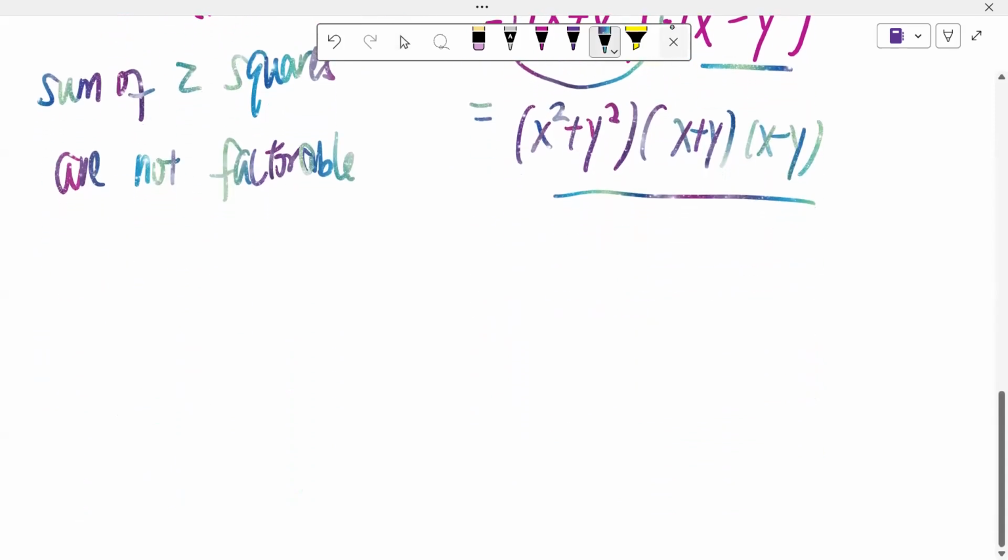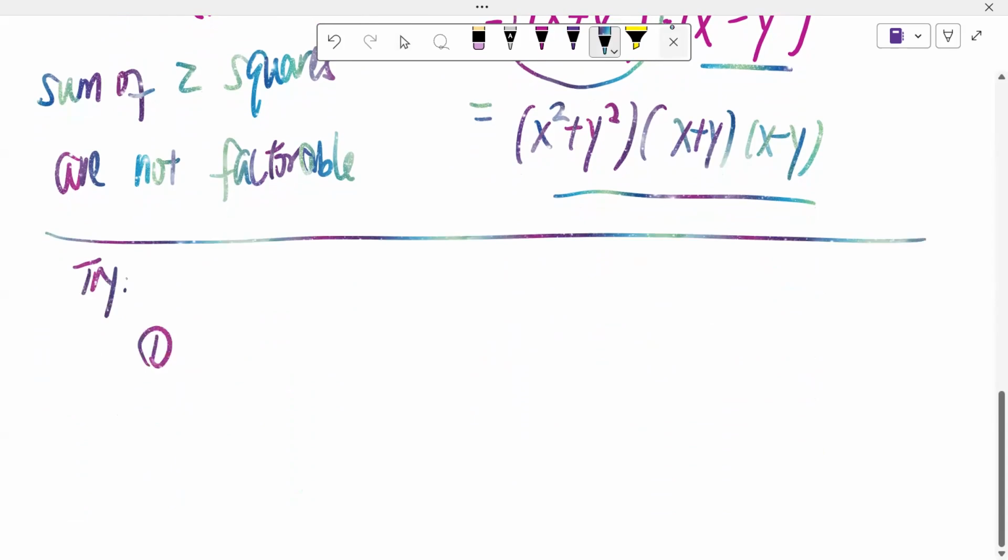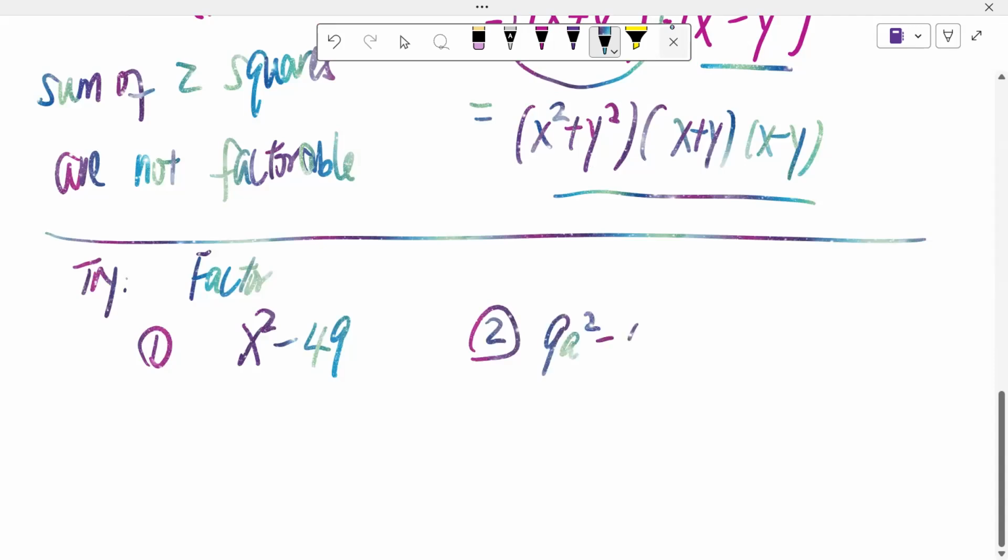All right, so let's try this. First one, factor x squared minus 49, a difference of two squares. Second one, 9a squared minus 16b squared. Third one, a to the fourth minus b to the fourth. All right, so let's try this.